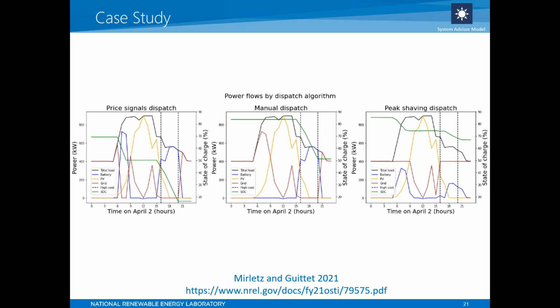The peak shaving dispatch has its grid power target set around 400 kilowatts. So it is shaving that morning peak to 400 kilowatts, but then it's still drawing 400 kilowatts from the grid during the high cost energy period.